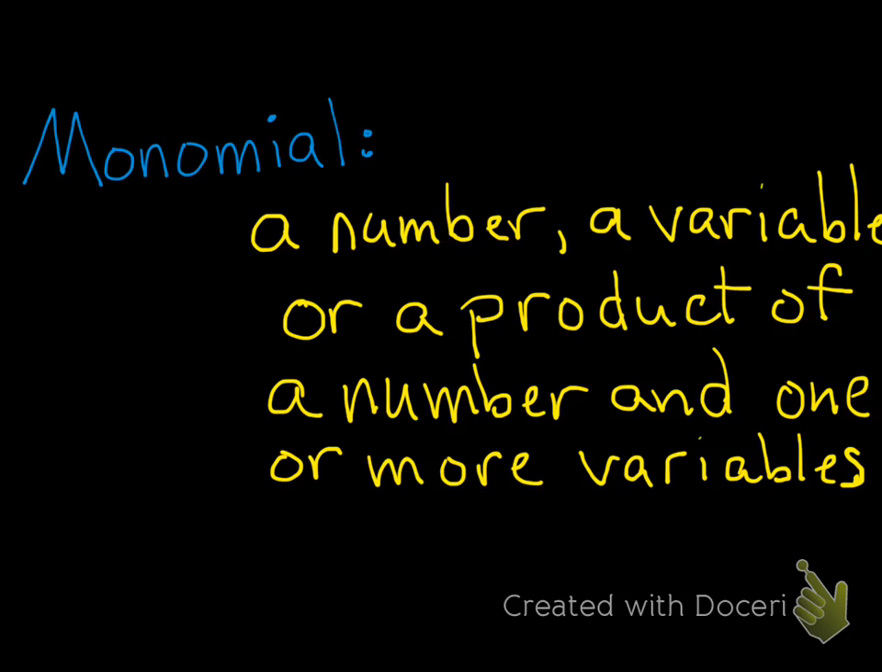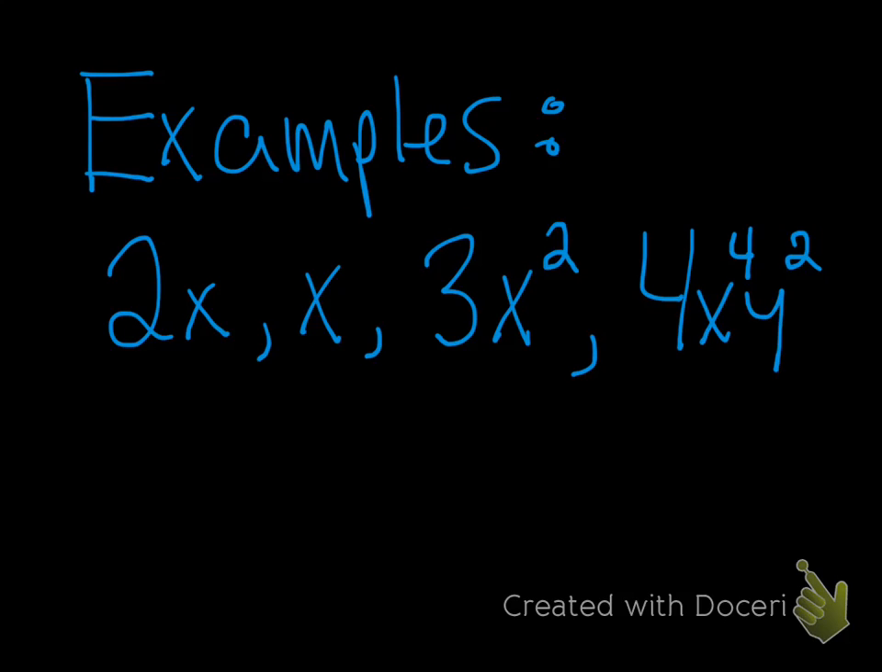Okay, so a monomial. A monomial is a number, a variable, or a product of a number and one or more variables. So those are a lot of words, but basically this is what it looks like. Okay, so you see a 2x. This is a product. Two things being multiplied together, 2 times x. This is a product because it's x times 1. This is also a product because it's 3 times x squared. And then this one's a product of a number and 2 variables.